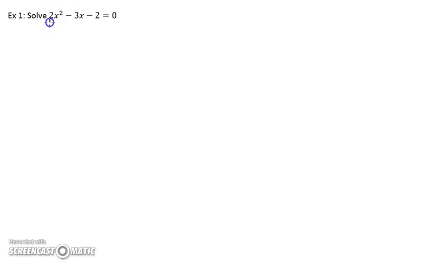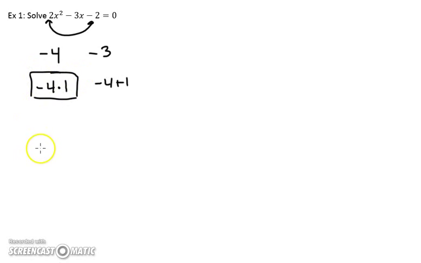You take the first term and the third term, so a and c, if you're thinking about ax squared plus bx plus c, and multiply those together. We're going to get negative 4. Look at your middle term, it's going to be negative 3. So we want multiples of negative 4 that are going to add to negative 3. If we think about negative 4 times 1, negative 4 plus 1 is going to be negative 3. So negative 4 and 1 are the numbers I want to use.